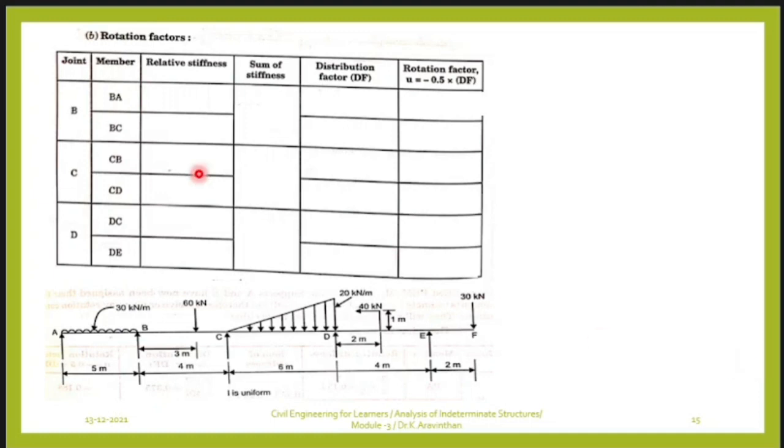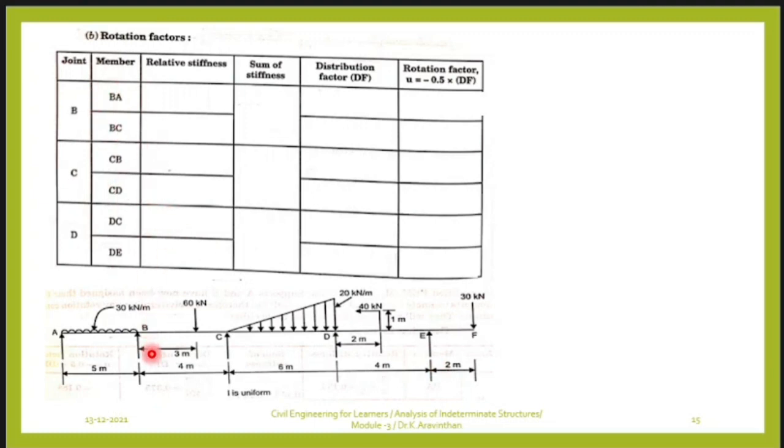And in this step you cannot see the joint A. Why is joint A not added here? Because you made it as 0 and you have removed that, and joint E will not be there. This you have also made 0, and finally you will be having B, C and D. So these are the three joints for which you are going to find the rotation factor. And what are the members connected to B? BA, BC, CB, CD and DC, DE. So these are the members.